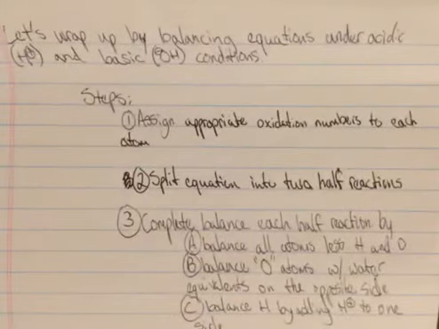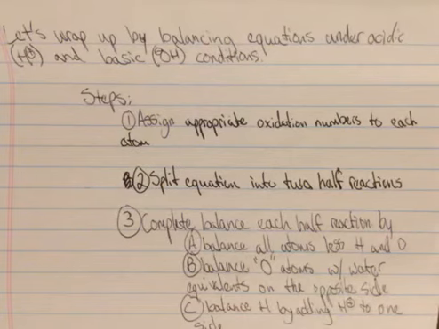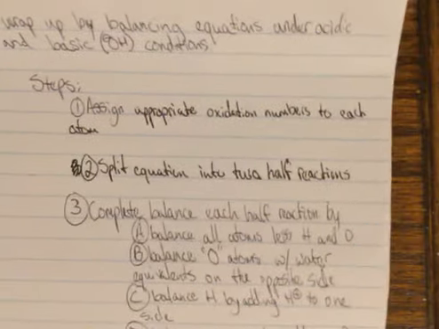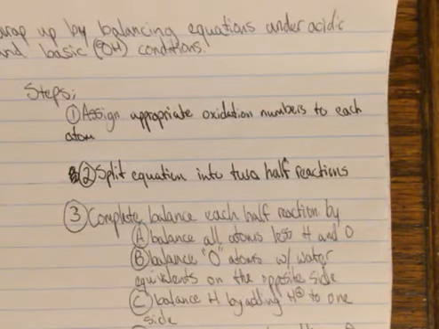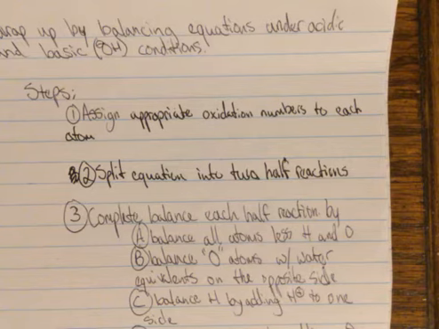Okay, so let's wrap things up by balancing equations. This is going to be under either basic or acidic conditions. So I'm going to break things down in a stepwise fashion here. First thing is to assign the appropriate oxidation numbers to each atom, in other words, the elements that are actually picking up or losing electrons. And I'll review what negative and positive charges you could predict from that.